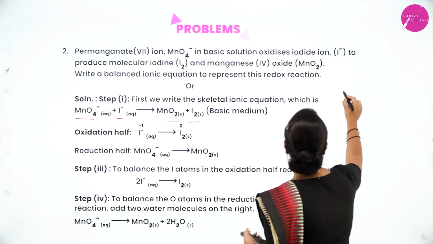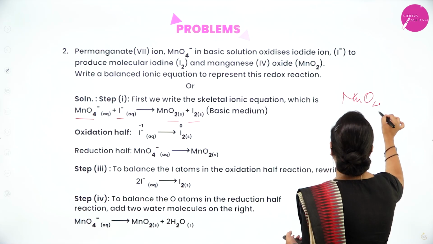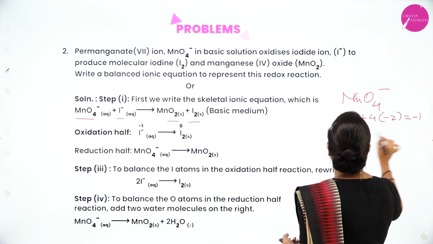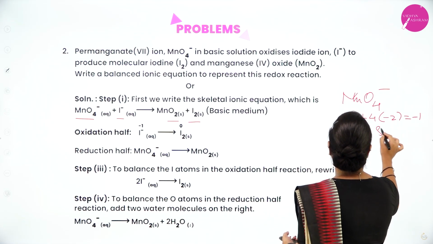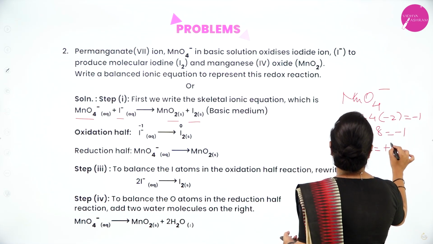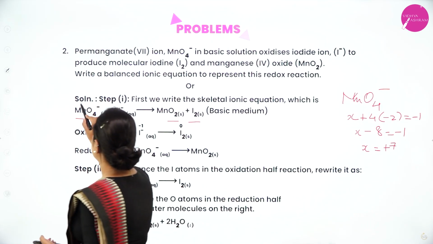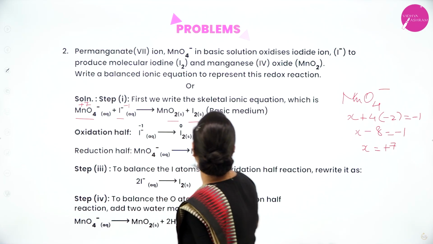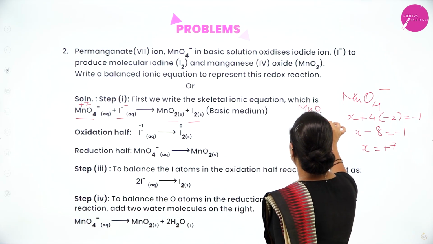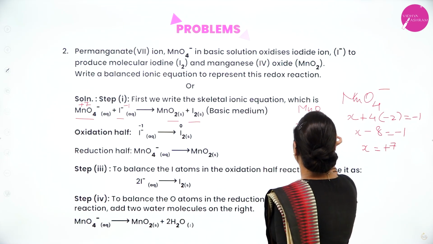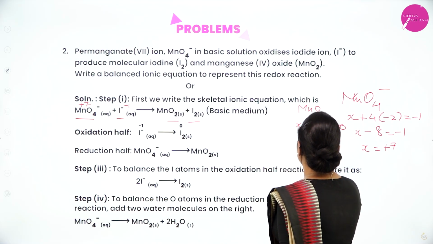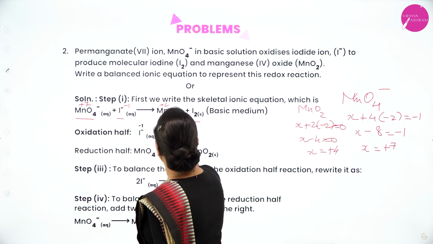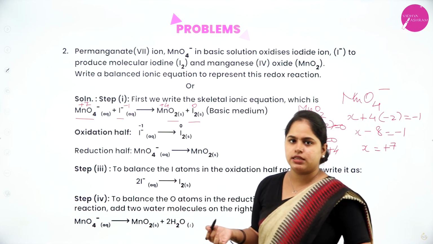So for that, MnO4 minus, let's calculate the oxidation number. So it is X plus 4 into minus 2 is equal to minus 1, X minus 8 is equal to minus 1, X is equal to plus 7. So here manganese is in plus 7 oxidation state, iodine it is minus 1, right? And MnO2, let's calculate for MnO2 also. It is X plus 2 into minus 2 is equal to 0. So X minus 4 is equal to 0, X will be equal to plus 4. So manganese here it is plus 4 and iodine will be 0 as it is in its elementary state.